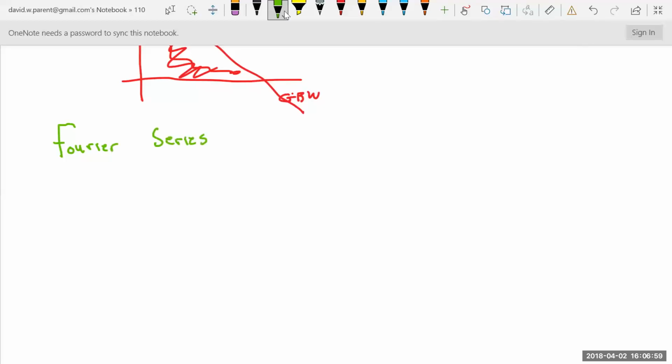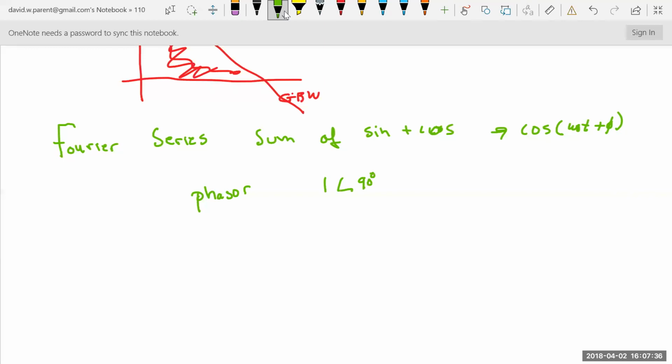So the Fourier series, right? Sum of sine and cosine, right? Which really can be cosine omega t plus a phase, right? Well, the thing is that's really just like the phasor, right? Where we had one volt at 90 degrees, and what wasn't shown is frequency equals 1 hertz, right?